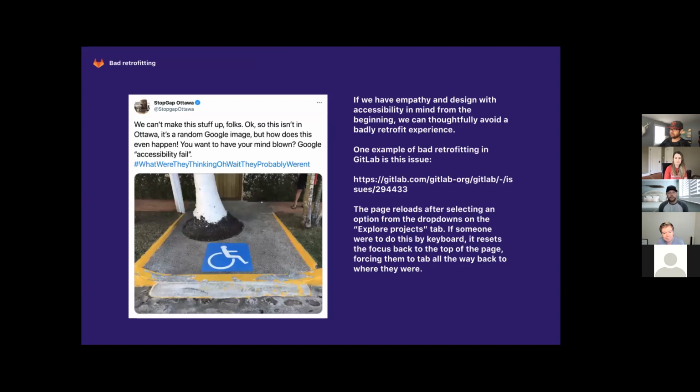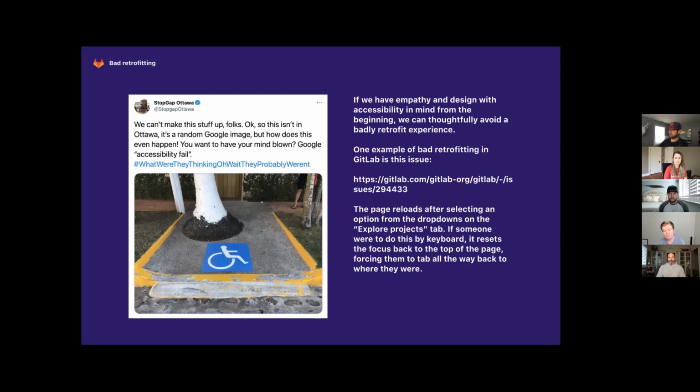So for bad retrofitting, and I didn't use the direct images due to copyright in the course, but there was an example on Twitter. Thank you, Tori, for pointing this one out. You see this wheelchair ramp up to the sidewalk. They built it around a tree. So that's just bad retrofitting. They put it in a place that they thought would meet the standard, but clearly this is not an easy path for somebody in a wheelchair to go up on the sidewalk. So if we have empathy and design with accessibility in mind from the beginning, we can thoughtfully avoid a badly retrofit experience.